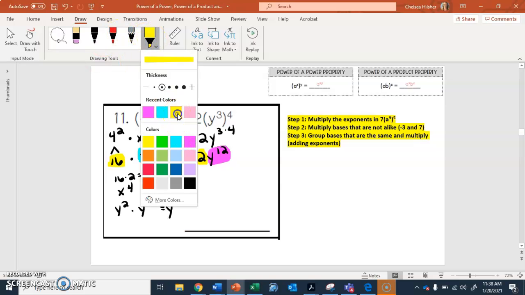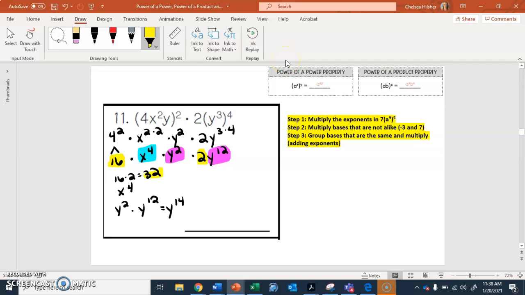I'm going to go through and highlight all of the products, which is the answer to my multiplication problem: 32, x to the power of 4, and y to the power of 14. And I'm going to have a simplified answer of 32, x to the 4th, y to the power of 14.